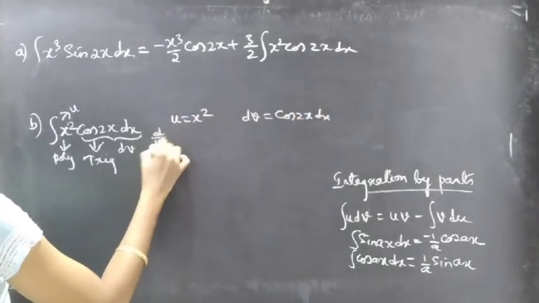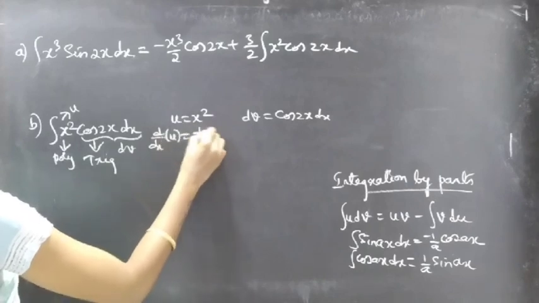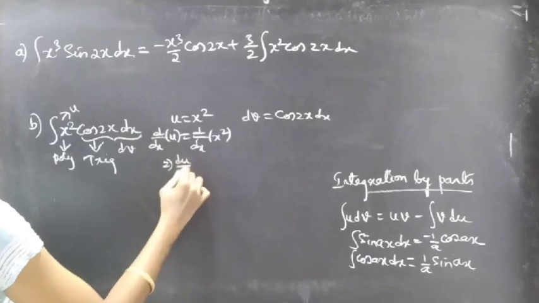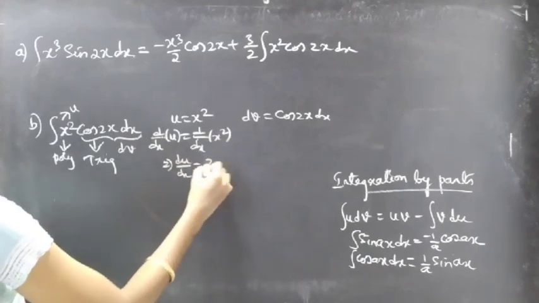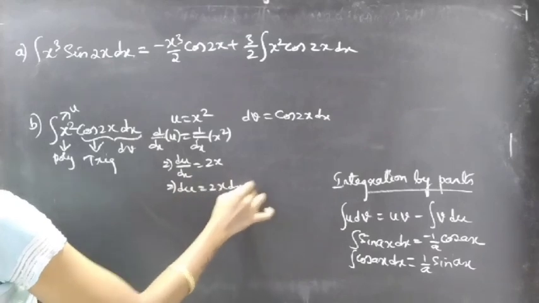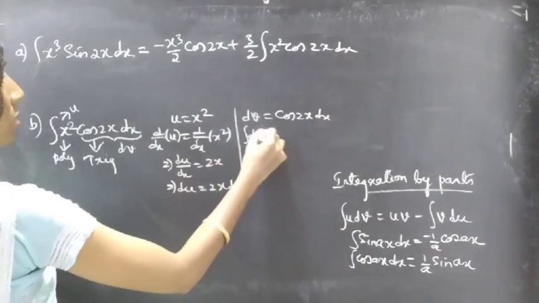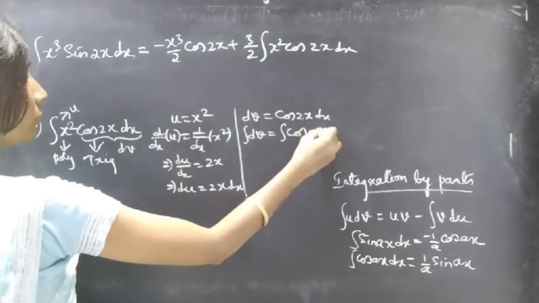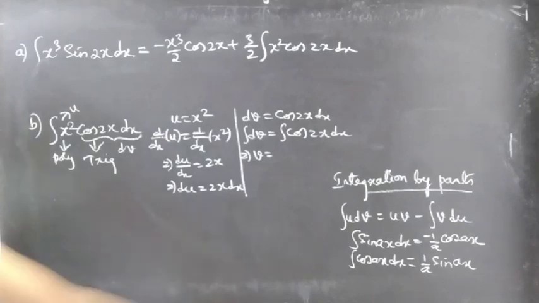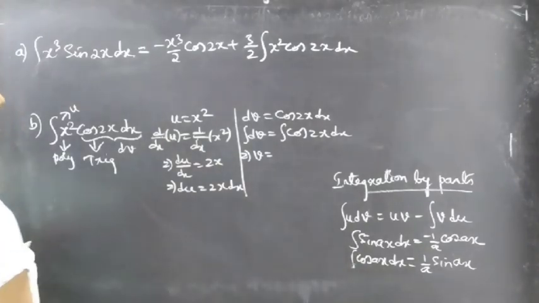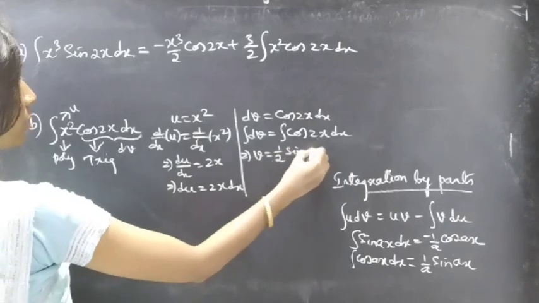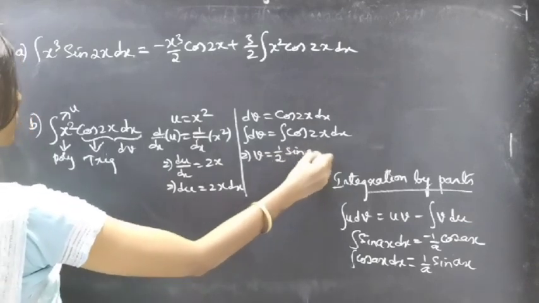Differentiate on both sides with respect to x. We'll get the derivative of u with respect to x equals the derivative of x square with respect to x, which is 2x. From this we'll get du equal to 2x dx, right? And here we'll integrate on both sides to find v. This gives us v equal to integral cos ax dx, which is 1 by a sin ax. For a equal to 2, we'll get 1 by 2 sin 2x.